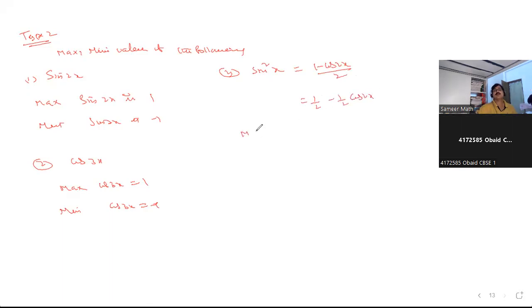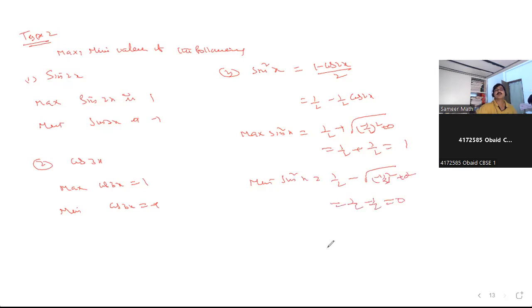Now, you see here, max of sin square x is equal to 1 by 2 plus under root of (minus 1 by 2) whole square plus 0. So 1 by 2 plus 1 by 2 is 1, the answer. Minimum of sin square x is 1 by 2 minus under root of (minus 1 by 2) whole square plus 0 square. So 1 by 2 minus 1 by 2 will get 0.